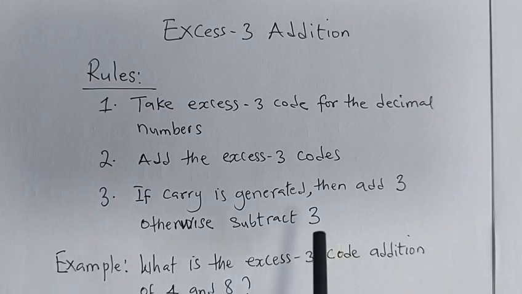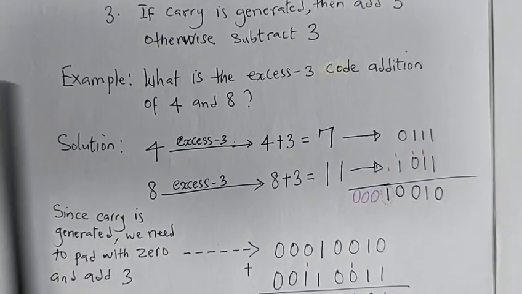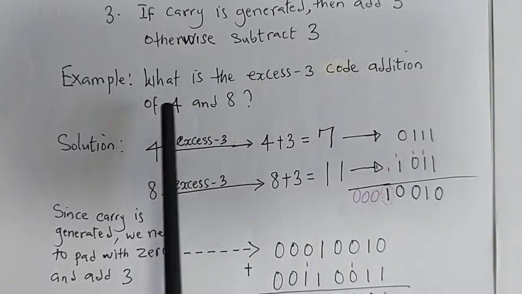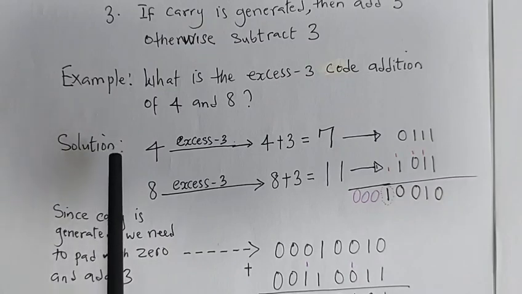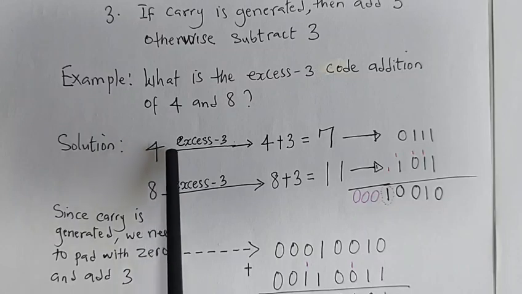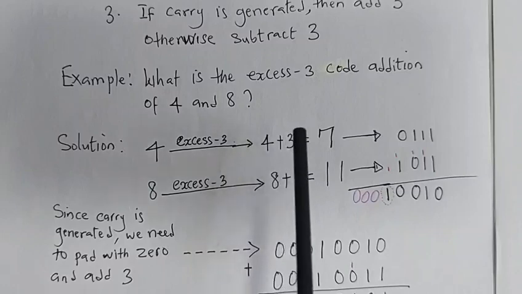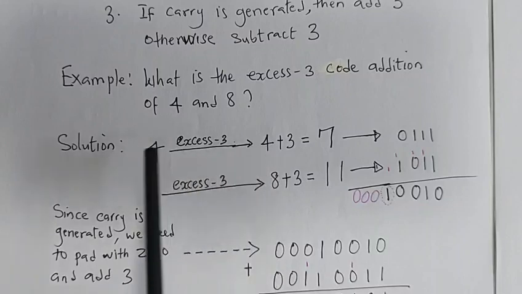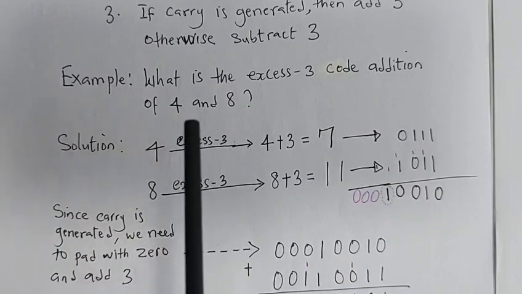Now let's take an example for us to understand how to apply these rules. Alright, so let's take the first example that says what is the Excess-3 code addition of 4 and 8. Now let's go with this solution. Now 4, we take the Excess-3 code of 4, which is going to be 4 plus 3. So taking the Excess-3 code of 4 means we need to add 3 to 4. That's what it means to take Excess-3 code for the decimal number.